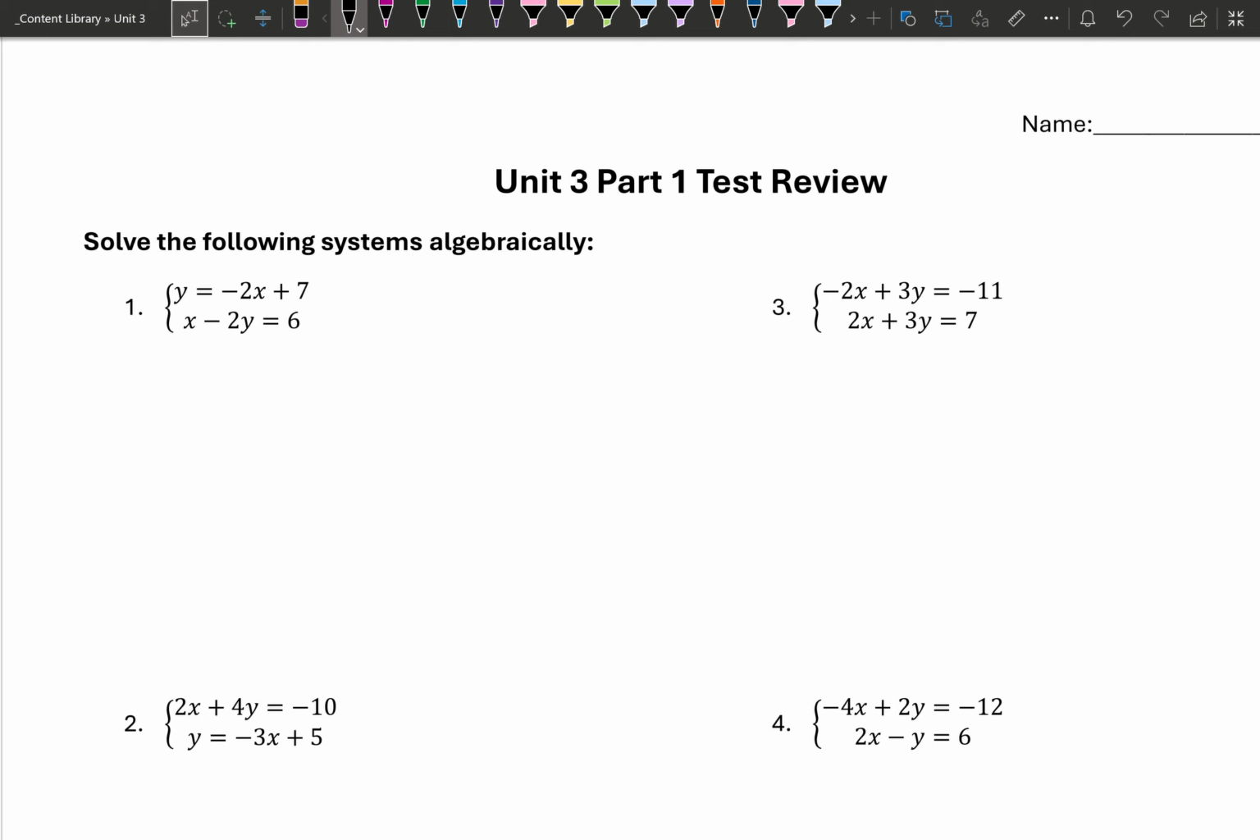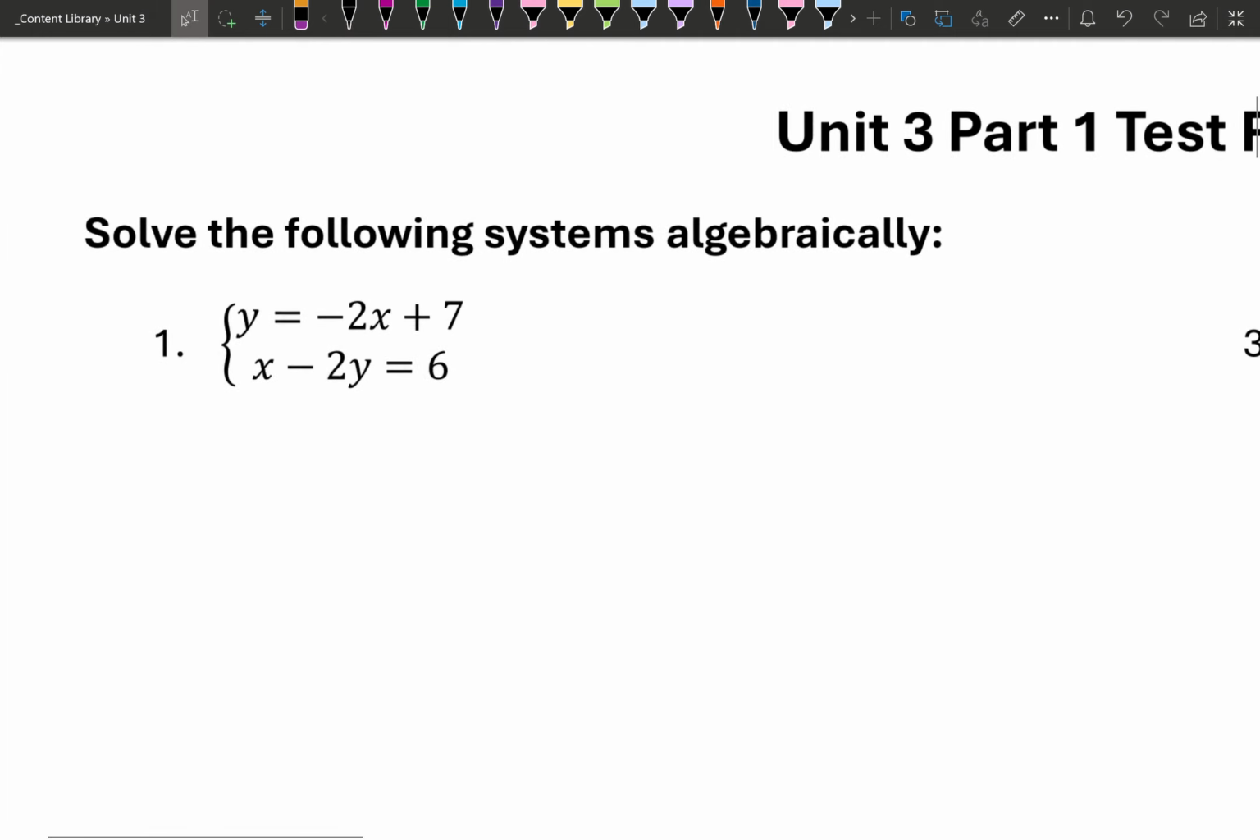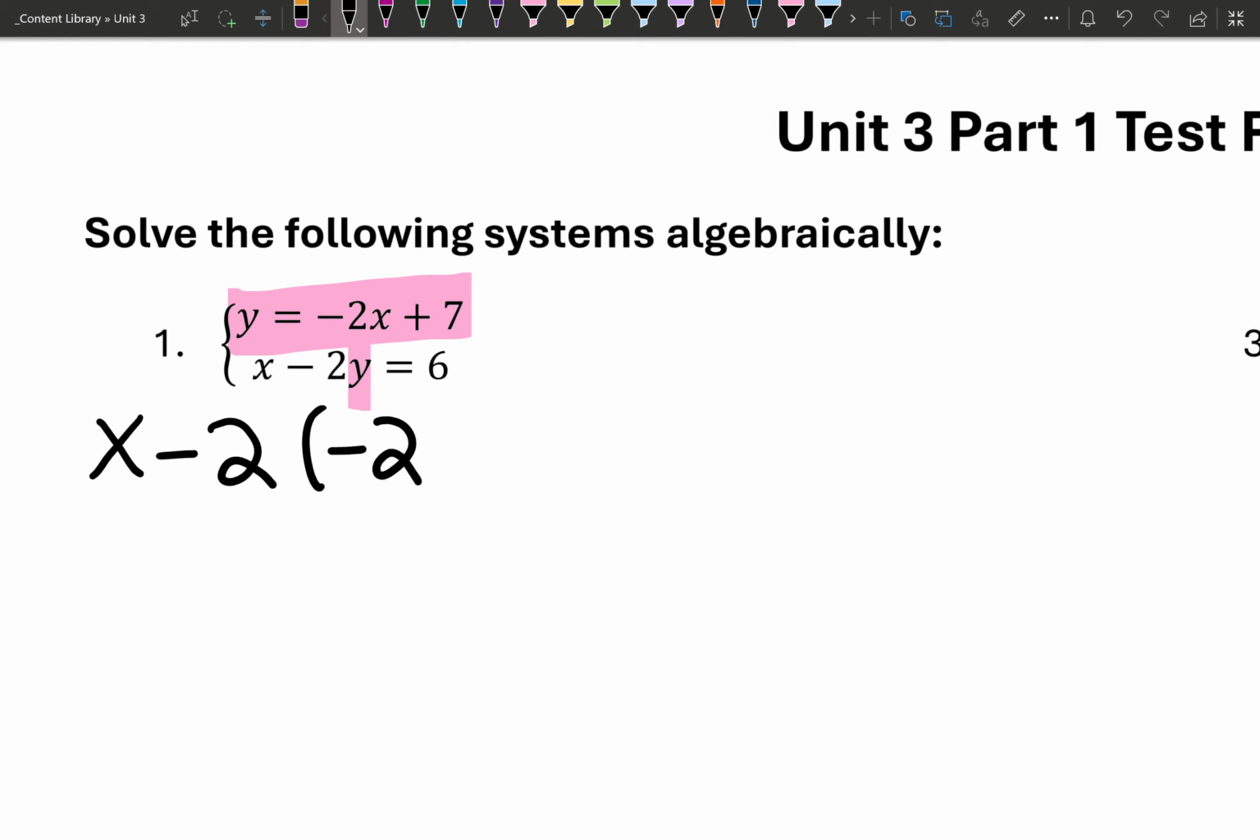Alright, let's get started. In number 1, what I'm looking at in this system is a y equals equation and an equation with x and y on both sides. Because there's one equation with y equals, I'm going to use the substitution method. So I'm going to take this y and plug it in here. So let's solve it. I have x minus 2, but instead of y, I'm going to substitute in negative 2x plus 7, and it still equals 6.